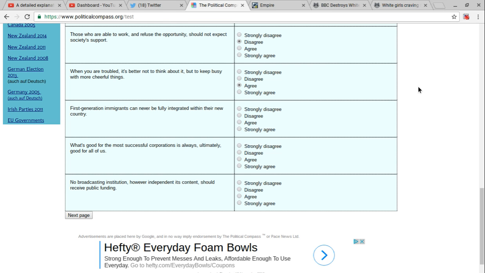First generation immigrants can never be fully integrated within their new country. It depends on the immigrant, depends on the culture they're immigrating to, and depends on the culture they're immigrating from. I remember a story that was told to me. I vaguely remember my grandfather. He died when I was like 5 or 6, but I remember he said something about when his family came to America, and they came from fucking Sicily and shit. Okay, so some real OG Italian motherfuckers.